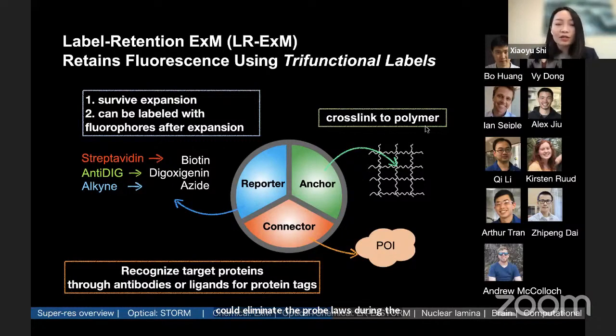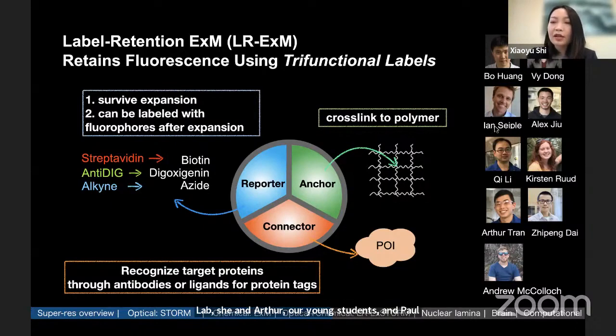And this work started several years ago when I was still a postdoc at Bo Huang's lab, and I started collaborating with Ian Staple's lab. Chi and Arthur are Ian's students and postdocs.